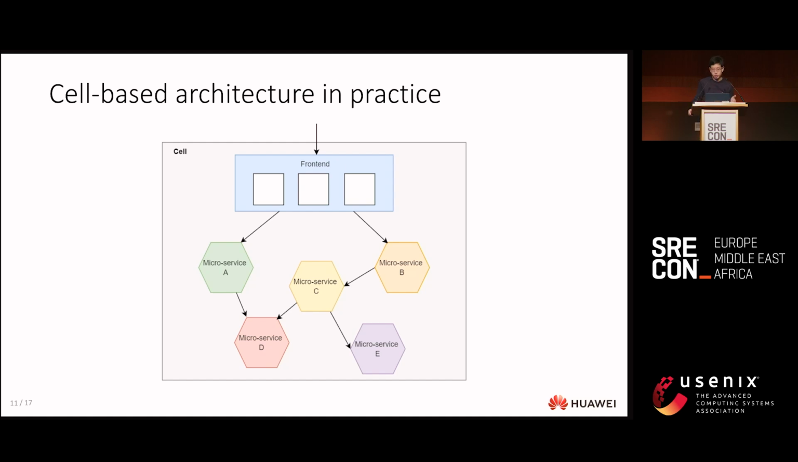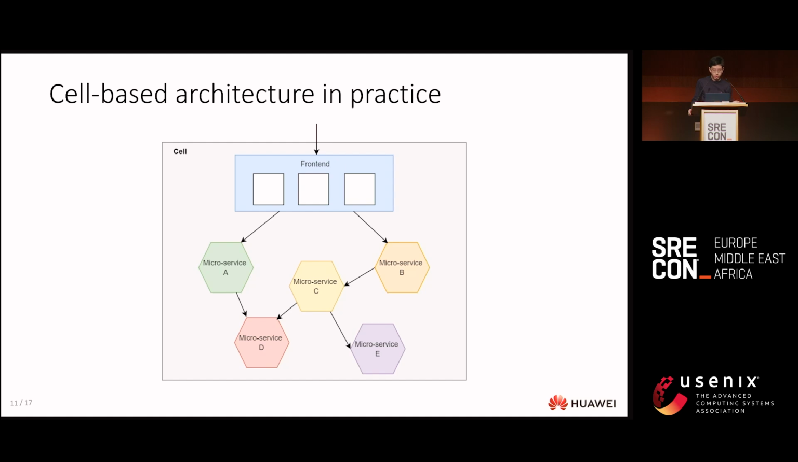The first diagram is more ideal, but in practice it's more complex or messy. If you have a lot of microservices in your architecture, you may not include all of them in one cell. It highly depends on what your critical path is. Ideally, all those key microservices should be included in a single cell, so they don't have dependencies across different cells.